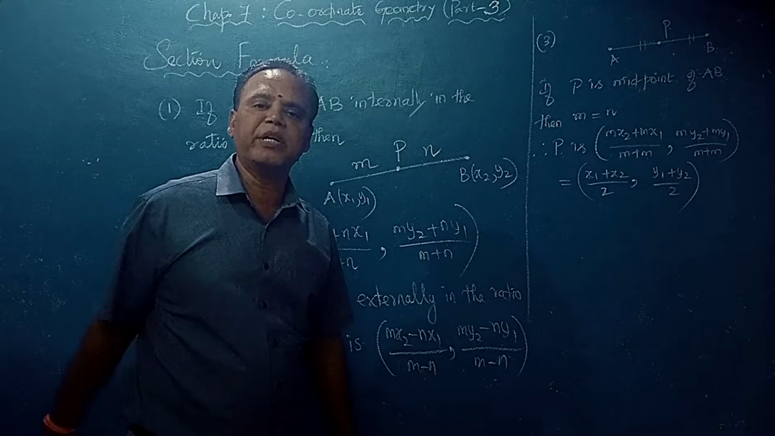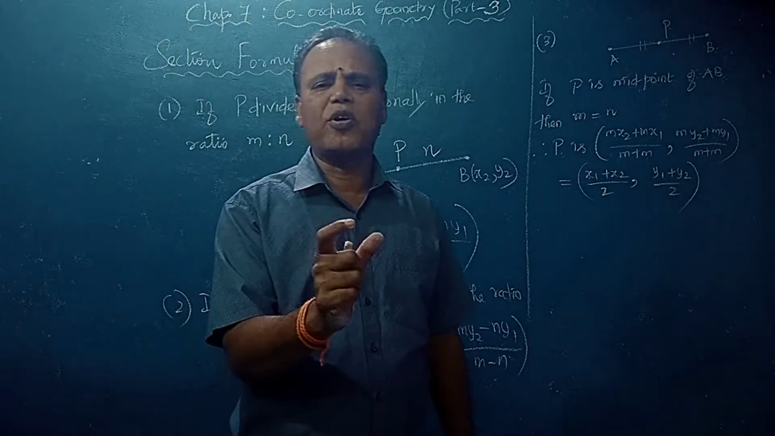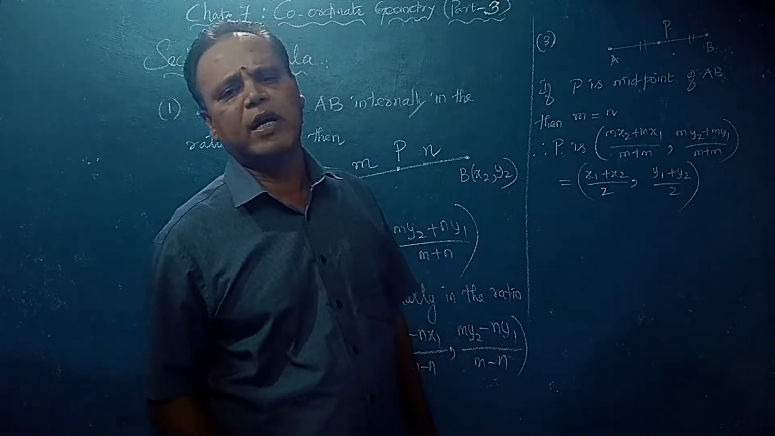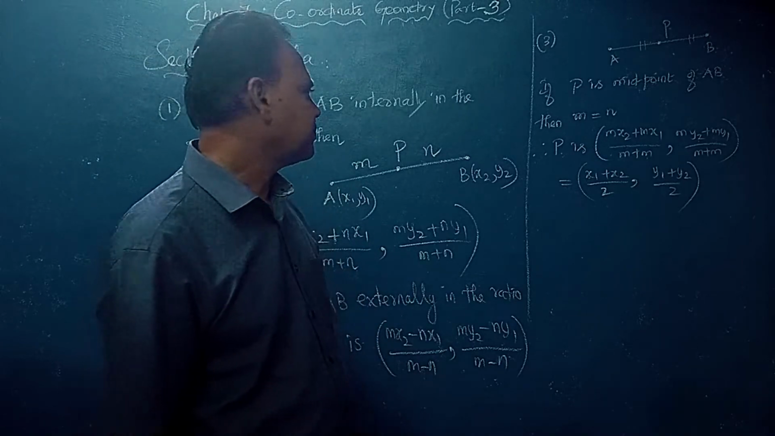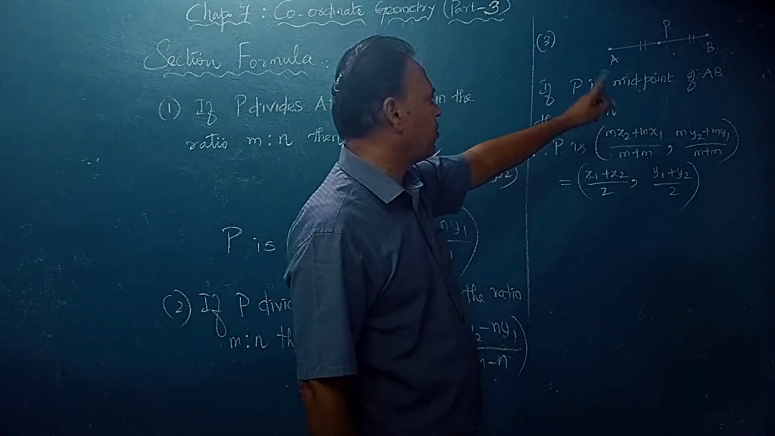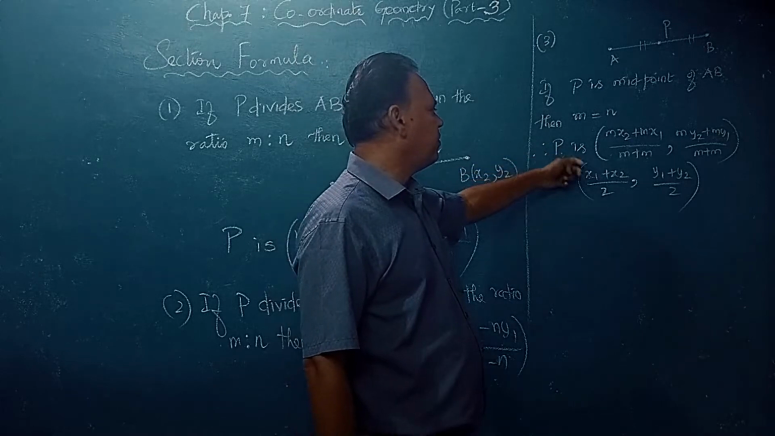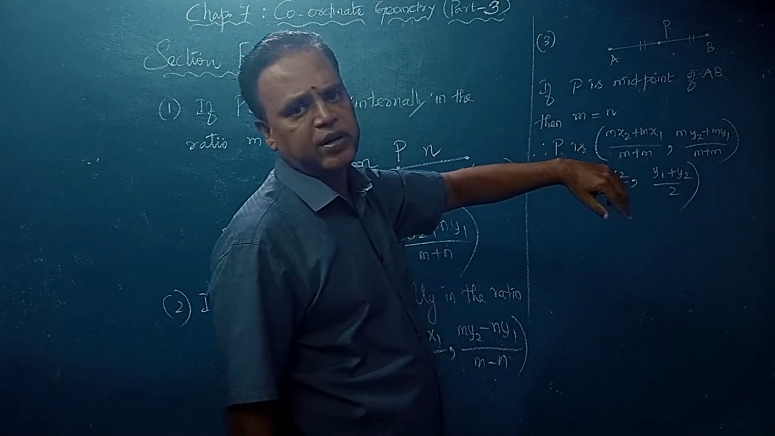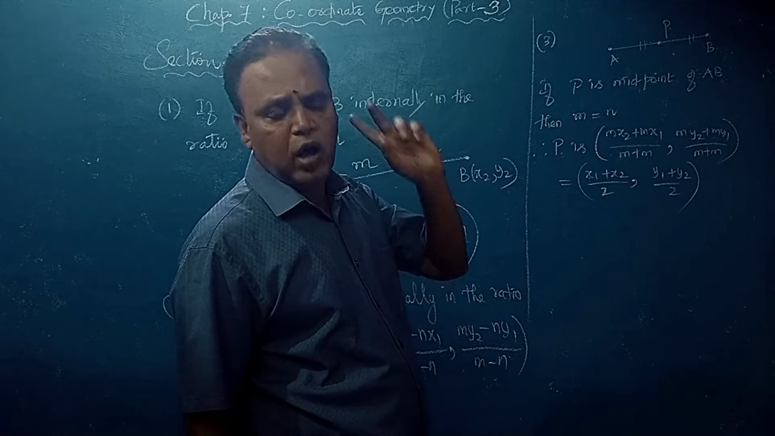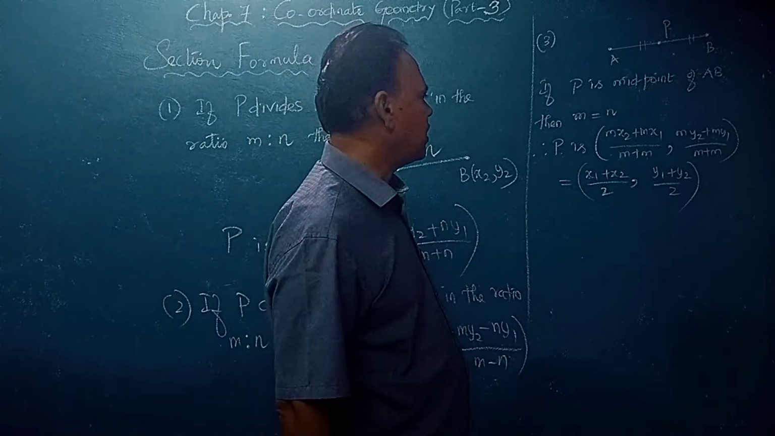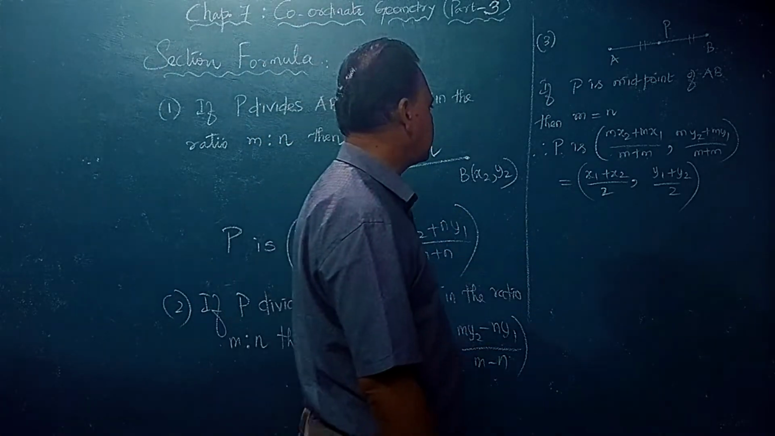So midpoint means just what? Add the x coordinates divided by 2, add the y coordinates divided by 2. That is the idea. Clear? So whenever P is the midpoint of AB, then P will be the sum of x coordinates divided by 2, comma, the sum of y coordinates divided by 2. Remember. So these three formulas are important.